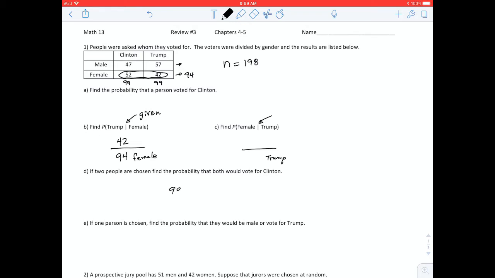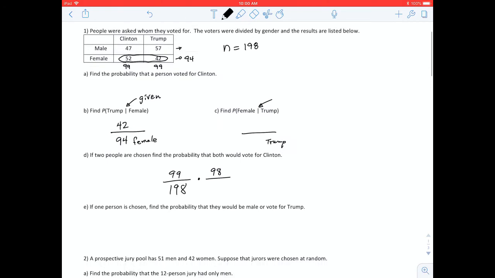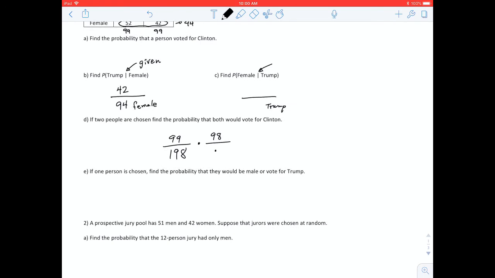So if 2 people are chosen, to begin with, the first one would be 99 out of 198. And for the next one, since that one person has already been counted, there's no longer 99 people, there's 98. And then, guess what goes on the bottom right here? I don't want to do the whole thing for you.